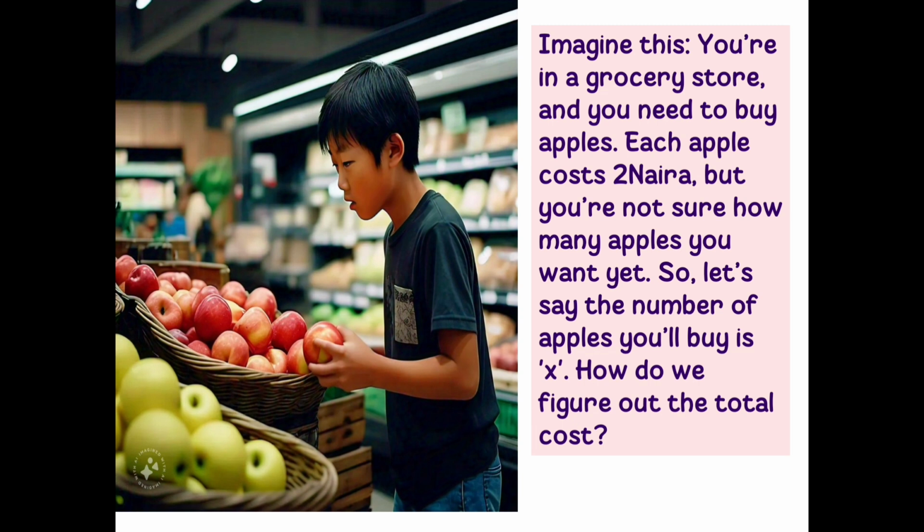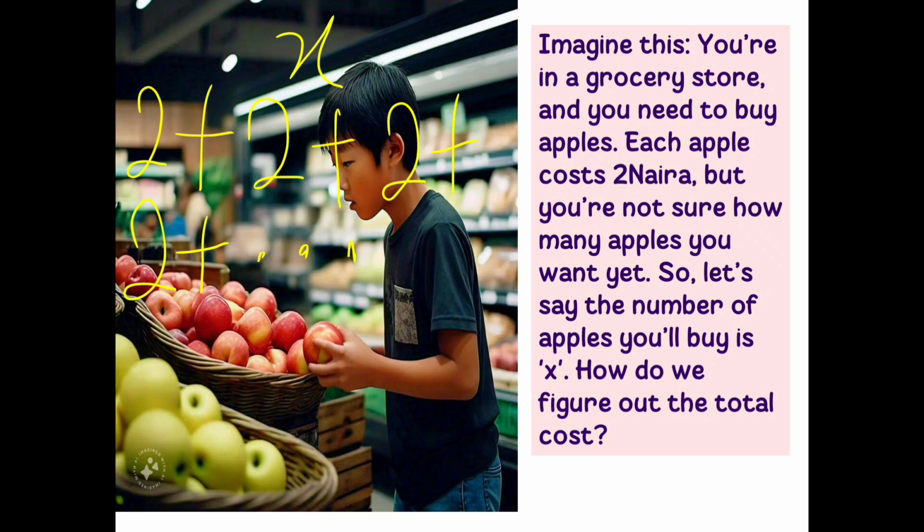So let's say the number of apples you will buy is X. So the implication of that is your total cost for your apples will be 2 naira, right? Plus another apple 2 naira, right? Plus another apple 2 naira, plus another apple 2 naira, until you add up to the number of apples, which is X, right? Very good.